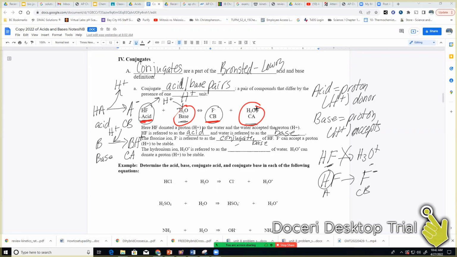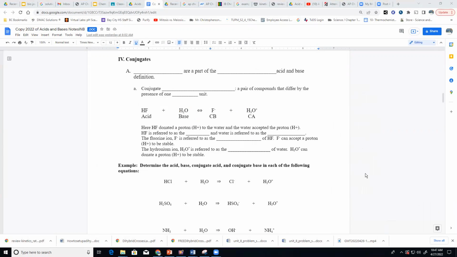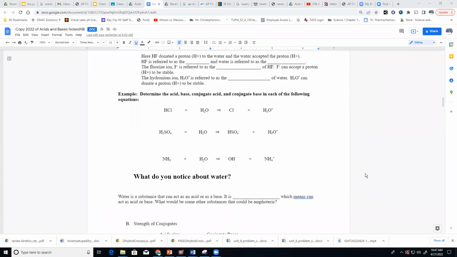The hydronium ion is referred to as the conjugate acid of water. If I ran this reaction in reverse, now this hydronium would have an extra hydrogen and it could donate it. So in the reverse reaction, it would act like an acid. All right, so that's what we're doing just in this first little section. We're just labeling what they are.